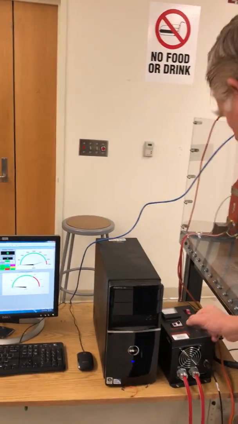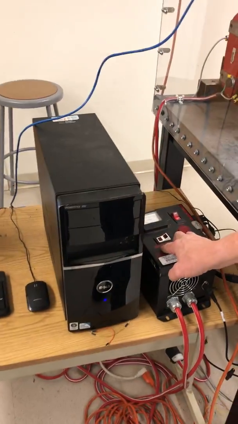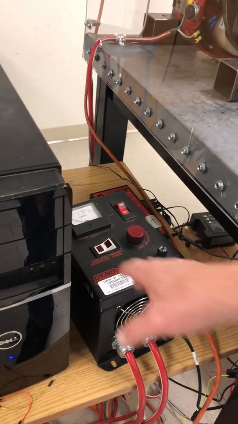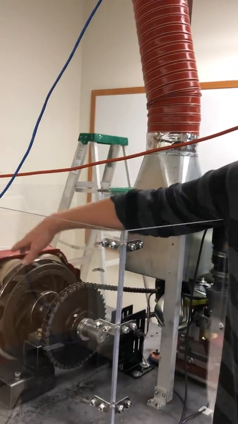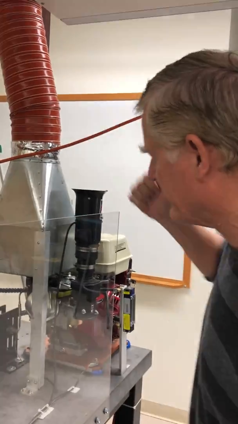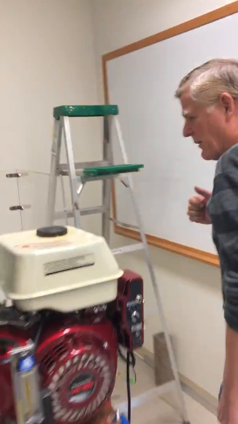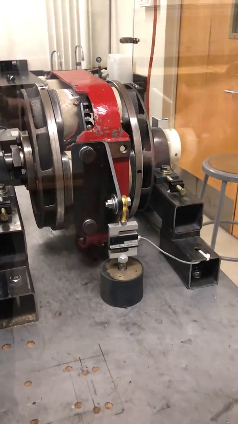And so we have this, which is what puts the load on the dyno. The dyno has different coils in it, and when they turn on, the dyno will fight against it. And then over here we have a load cell, and that load cell is what measures the torque.